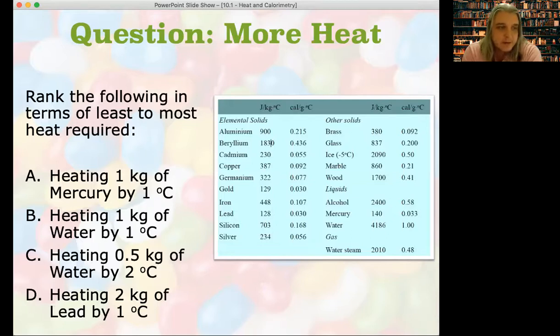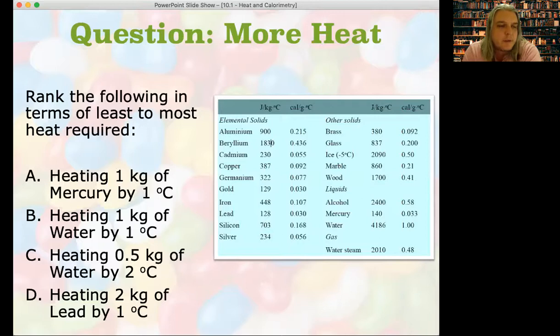Now let's think about B and C. B, 1 kilogram of water by 1 degree C. Again, just like we saw with the mercury, that is the specific heat capacity. It's specific heat capacity times 1 times 1, so it comes out numerically to be the same value, but now in joules. And for water, that's 4,186. We just saw mercury was 140 joules. Lead was double 128, which if you've done it in your head, you'll know the number. But even without that, we know it's more than 140, and it's clearly less than 4,186. So that means that B is going to be the biggest out of A, B, and D.